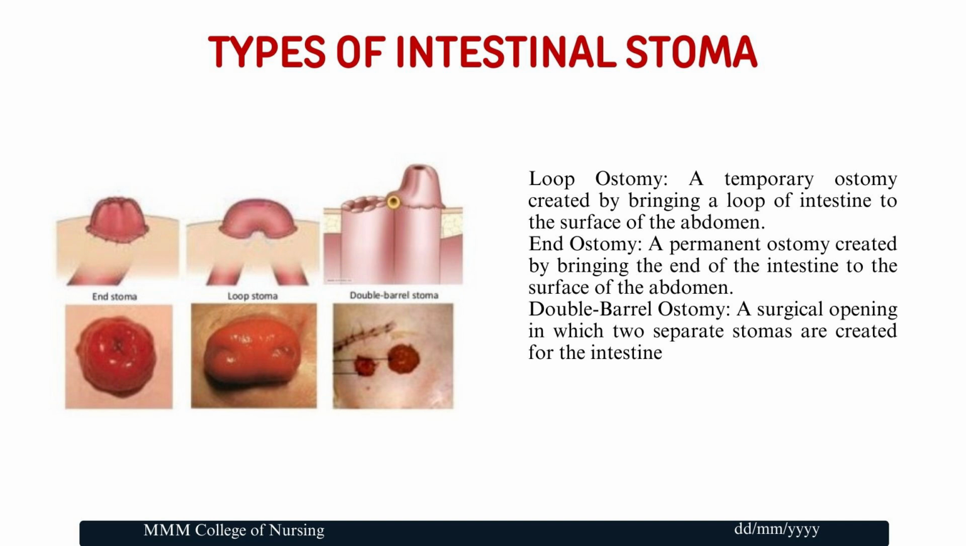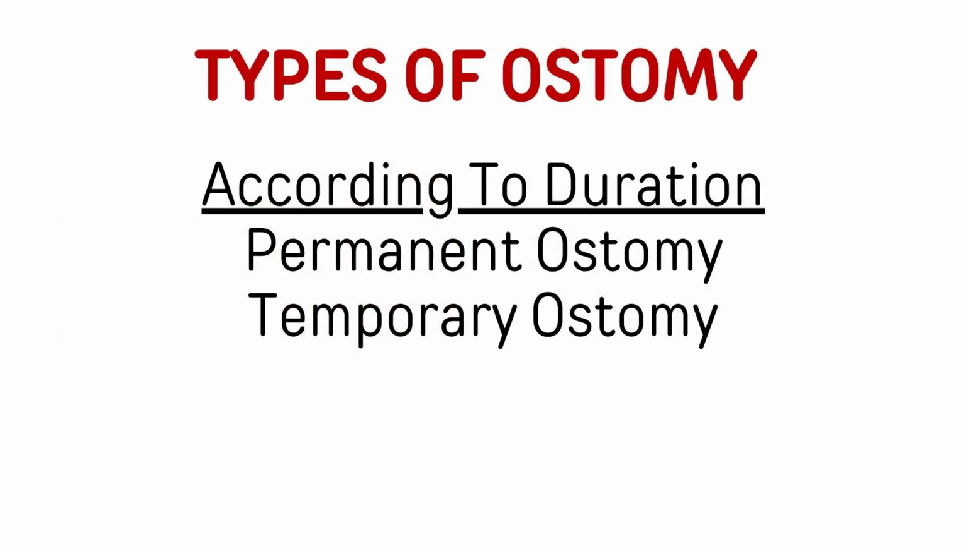of the abdomen. And the third one is a double barrel ostomy. Here is a surgical opening in which two separate stomas are created for the intestine. So this is according to the type of intestinal stoma. And next one is types according to the duration.